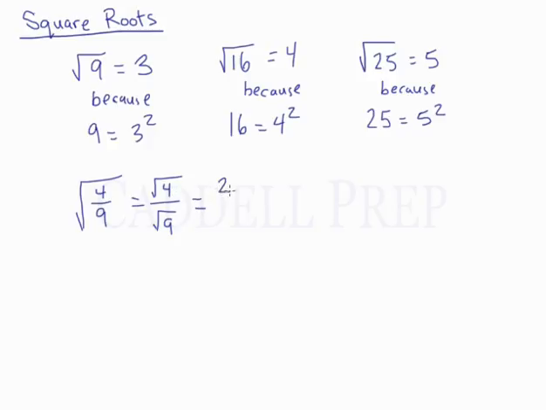And the square root of 4 is 2. Square root of 9 is 3. So this all equals 2/3. Also, we have the square root of 16 over 25. Same thing. We'll just do the square root of the numerator and the square root of the denominator separately. So the square root of 16 over the square root of 25, and this would equal 4/5.